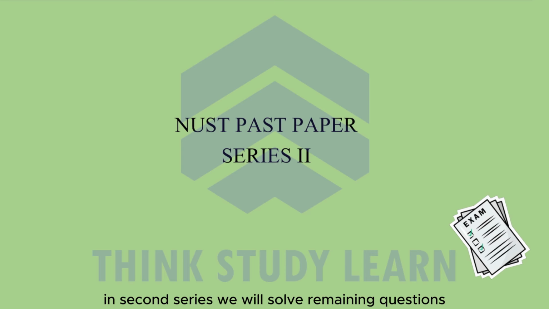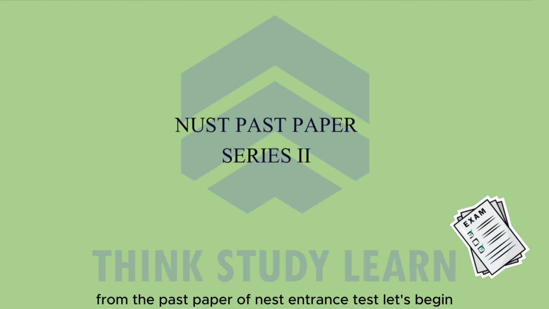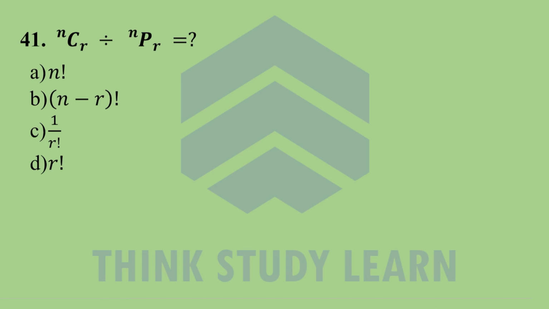In this second series, we will solve the remaining questions from the past paper of the NUST Entrance Test. Let's begin. The next question states: divide nCr by nPr.